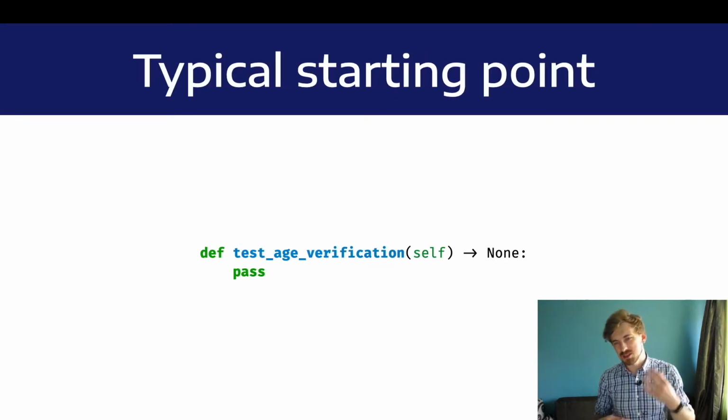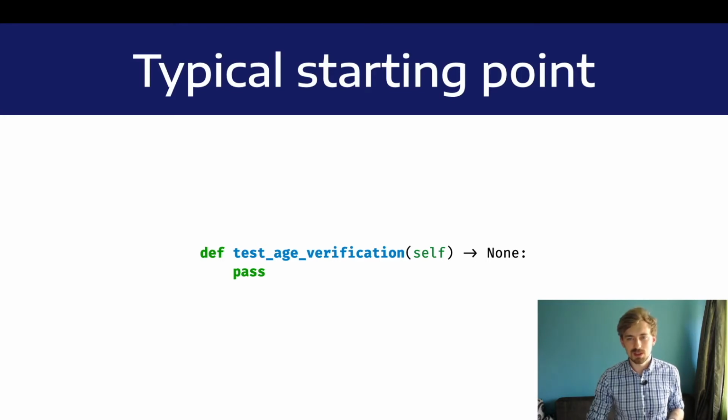And now a typical starting point for testing such a piece of code that I often see in code bases is a test that's named after the functionality that's supposed to be tested. So it will be just test_age_verification. But such a name doesn't really help us test it extensively, does it? Can you think about edge cases when you start from such a test?